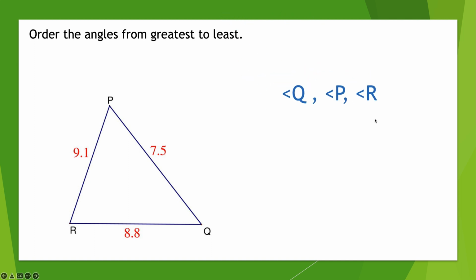Okay. This is angle Q, then angle P, then angle R. The longest side is 9.1. The angle that's across from 9.1 is angle Q. The next longest side is 8.8, and the angle that's across from that is angle P. And the smallest side is 7.5, and the angle across from that is angle R. So it goes angle Q, angle P, angle R.